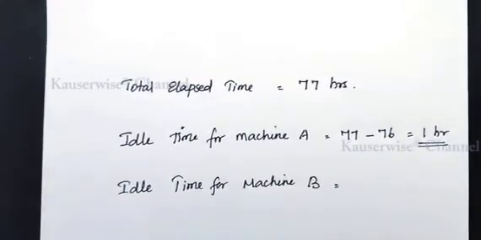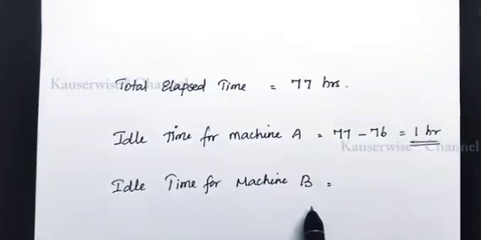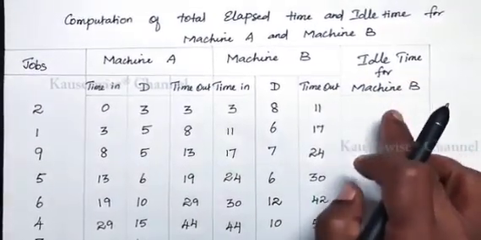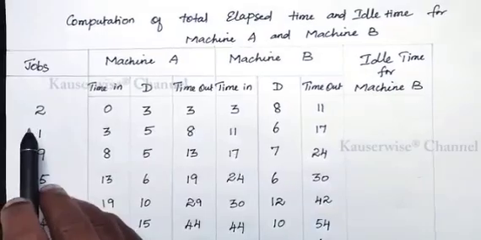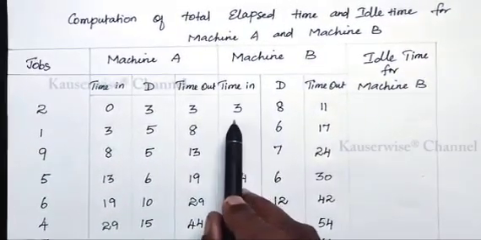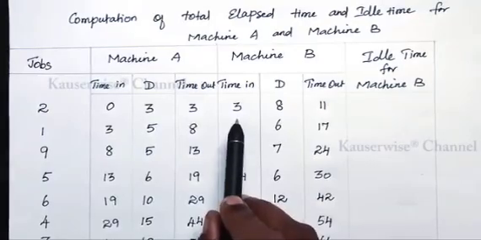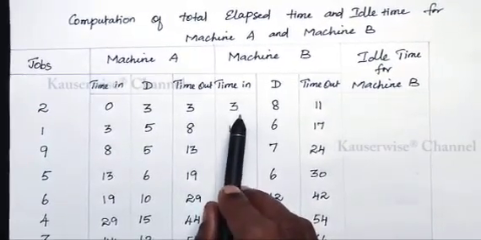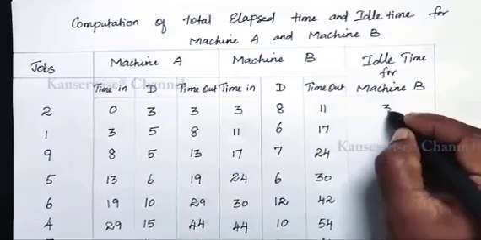Now let us see how to find out idle time for machine B. See the solution. Look at the first job here. Machine B starts its process only in the 3rd hour. So till such time machine B is in idle state. That is the idle time. So write 3. This is the idle time.